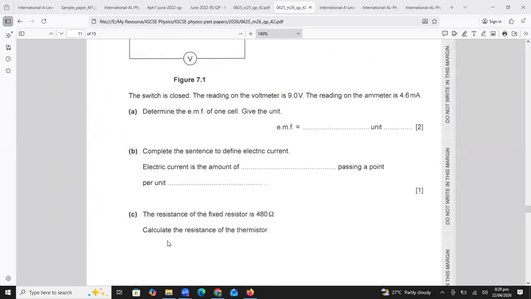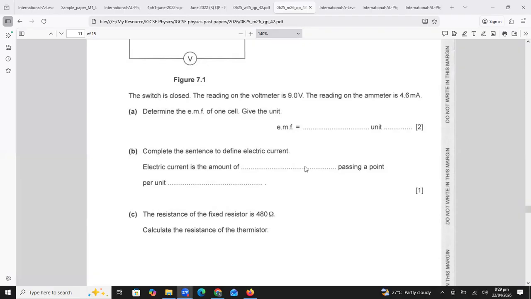In the next part, they are saying complete the sentence to define electric current. So what is the definition of electric current, beta? Electric current means the number of electrical charges flowing through a conductor per unit time. Now they are saying electric current is the amount of charge.